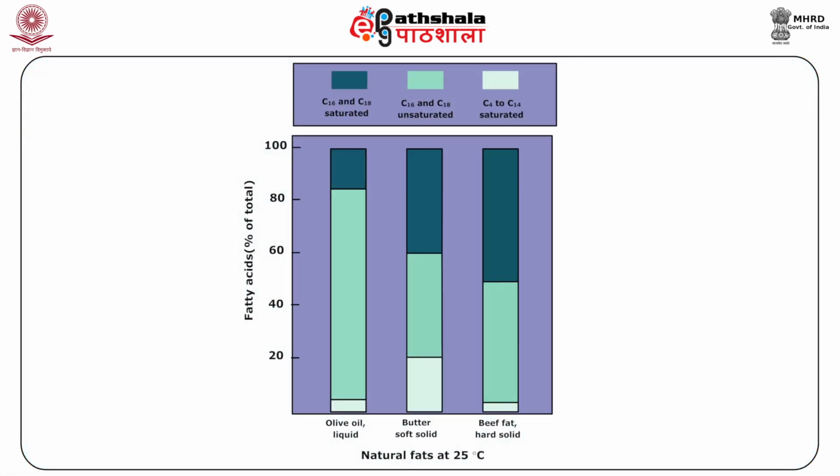The figure shown on your screen shows the percentage of total fatty acids in three different kinds of foods: olive oil, butter and beef fat. These are natural fats at 25 degrees.